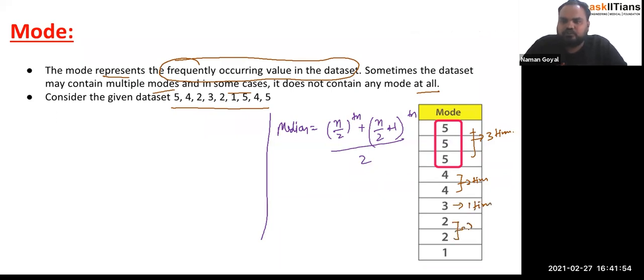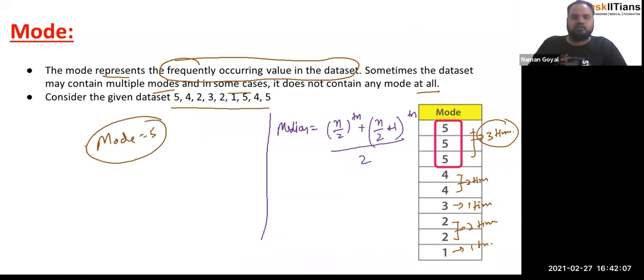2 comes 2 times. 1 comes 1 time. So if you see, 5 comes more. So 5 is the mode of this particular data. Mode is what? 5. Simple as that. Very simple. If you want to find out the mode, it is very simple to calculate. Okay. Got it. Now move to the next question.